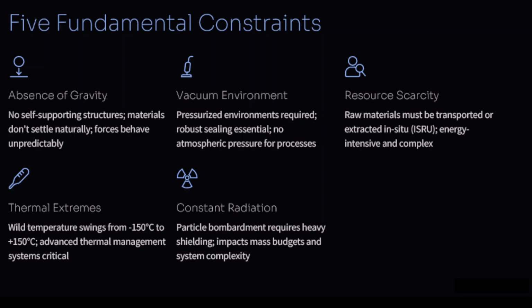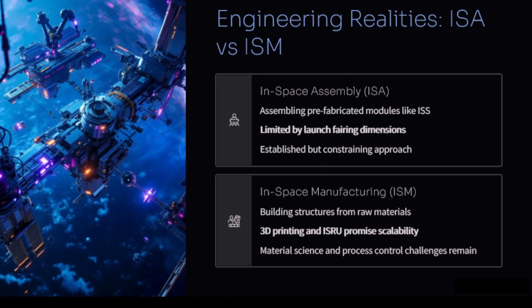So, what to do next? We have to see the engineering realities. How do we actually build in space today? We mainly use something called in-space assembly, like the International Space Station. We launch parts from Earth and assemble them in orbit. It works, but it is limited by rocket size and cost.